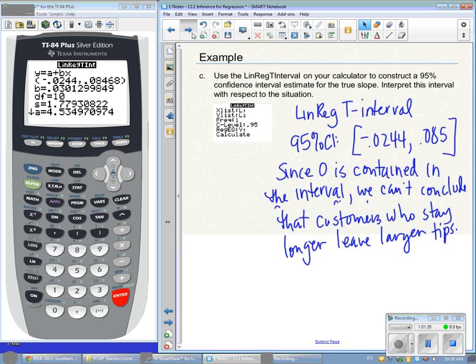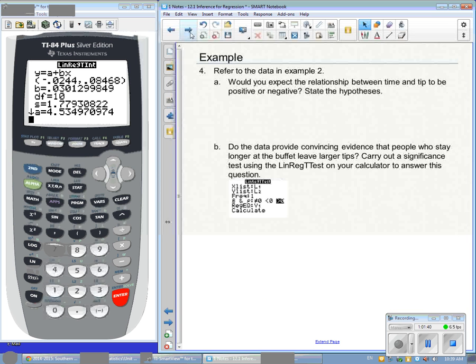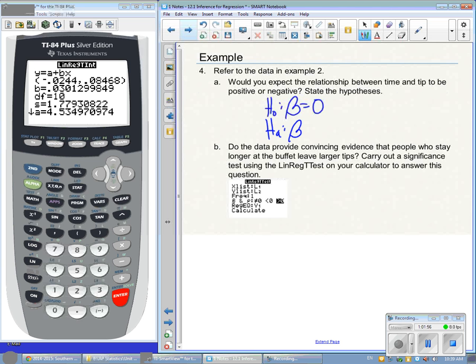So let me show you now, if we skip back to the significance test, how would you state your null and alternative hypothesis? Remember, the null hypothesis is always that the slope is 0. What would we expect to be true here, before looking at the data and everything? That it would be more than, right? Yes. And so now if you go back to the test menu, your calculator will perform the test for you.